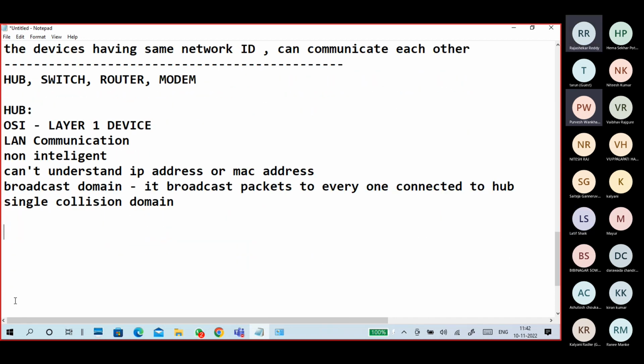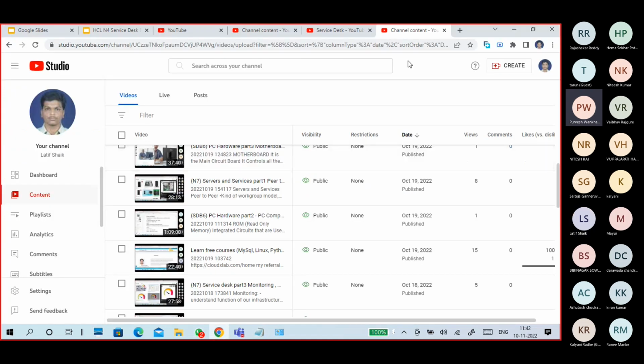Sir, one doubt can I ask? Tell me. What is meant by data packets? So someone was already asking me that question last time.